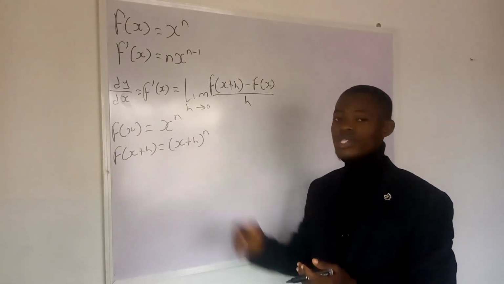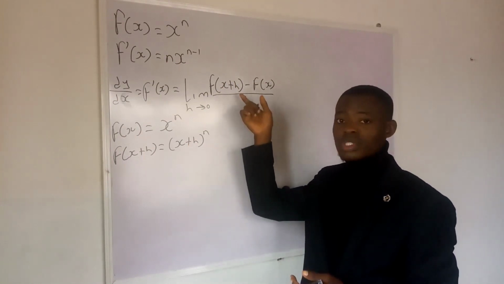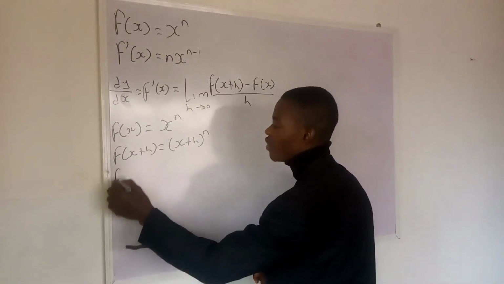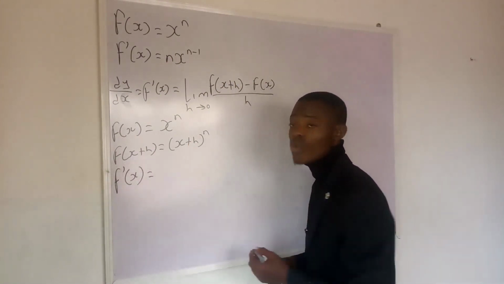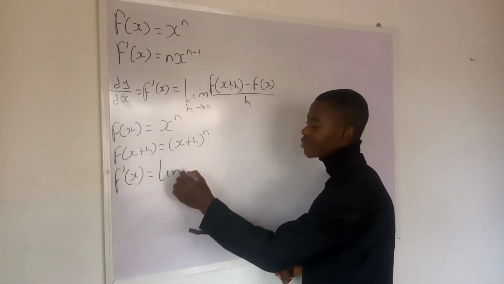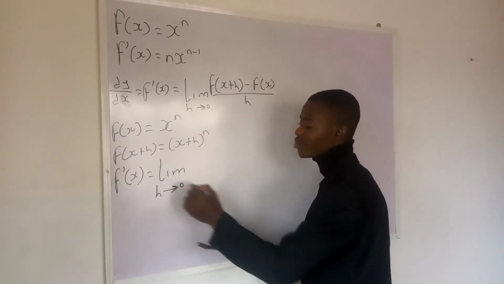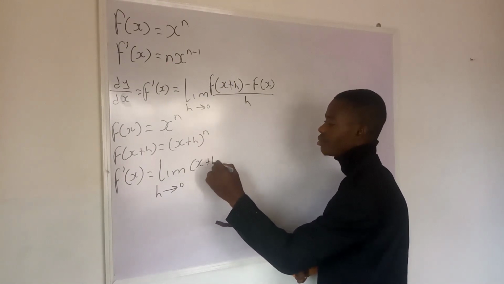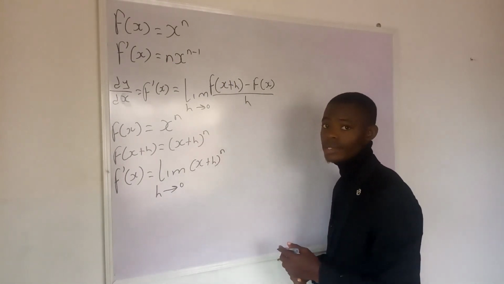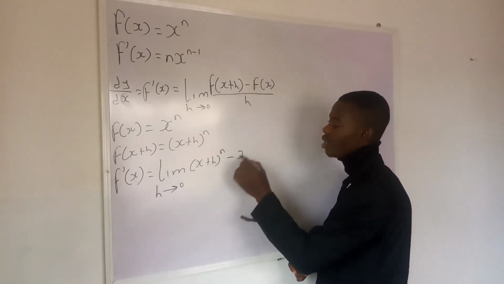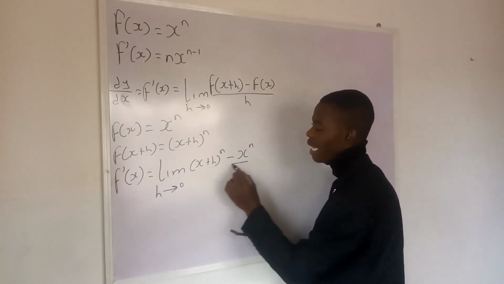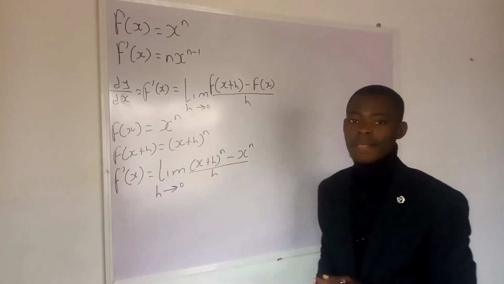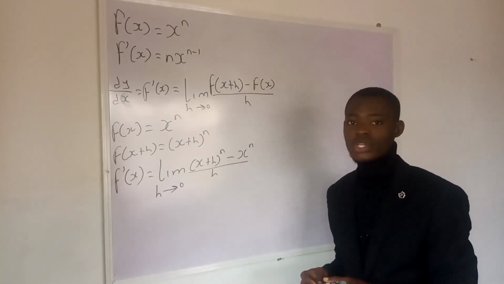Perfect. So having all this, we can plug in the corresponding values in the formula we stated earlier. So therefore, f prime of x will now be equal to the limit as h approaches 0 of x plus h all raised to the power of n minus x to the power of n, then entirely divided by h. Perfect. Now at this point, we can begin our simplification.